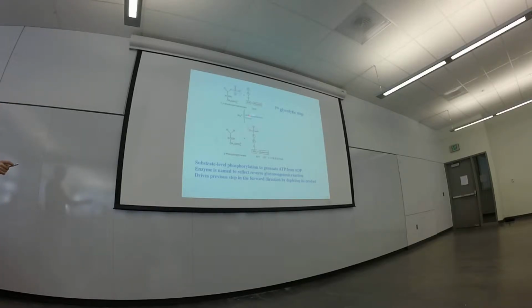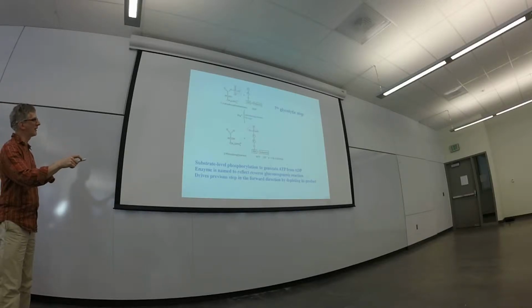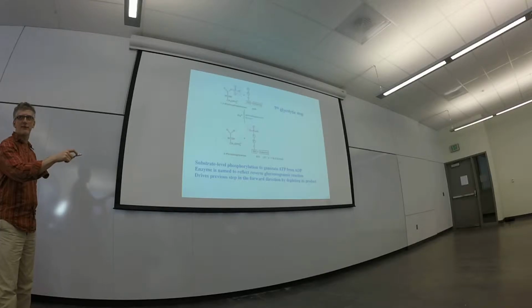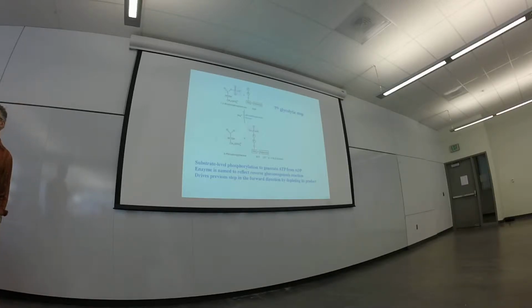Notice that this enzyme is called a kinase enzyme. So usually these enzymes are named with respect to the substrate. So if you're going to talk about a kinase, then this is what's being kinased or phosphorylated, as if the reaction were going that way. Right? So sometimes these enzyme names don't make too much sense.